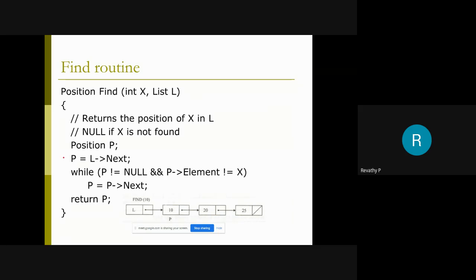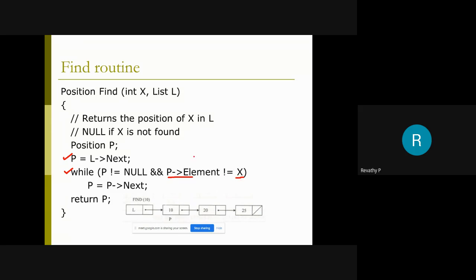We'll start with the first node. So the first node, I can get it from L of next. So P equal to L of next. Then what we are going to do is check whether P of element is equal to X or not. If not, we need to move.